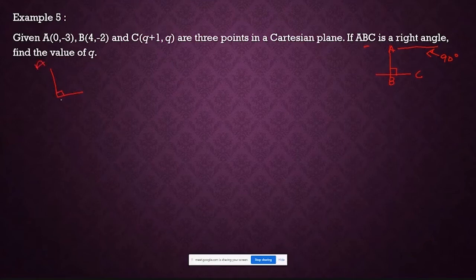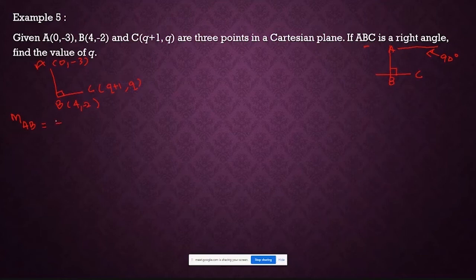With the coordinates of the points A, B, C: C is q plus 1, q. B is 4, negative 2. A is 0, negative 3. Now, points A and B form one line, and B and C form one line. So for line AB, we can calculate the gradient m AB. Okay, m is the symbol for gradient.